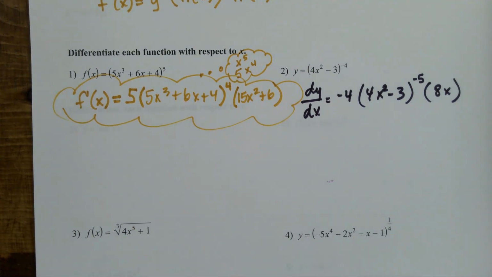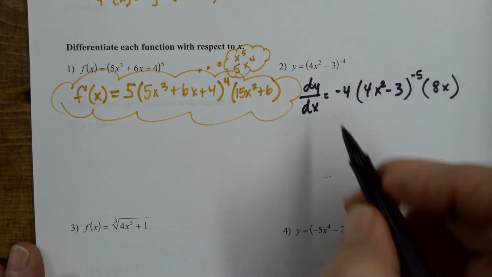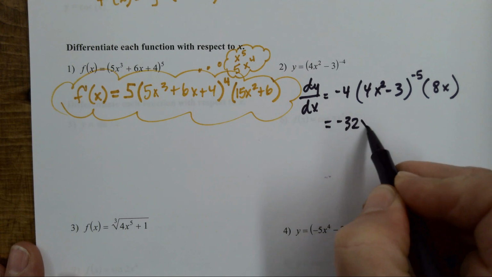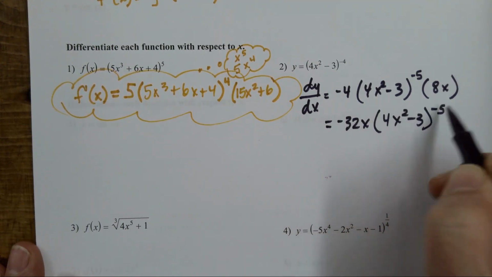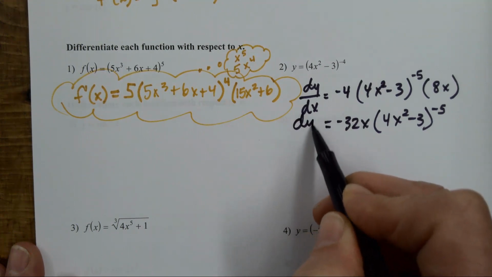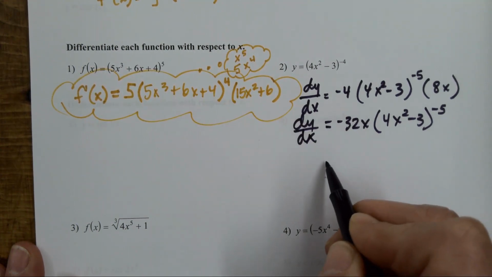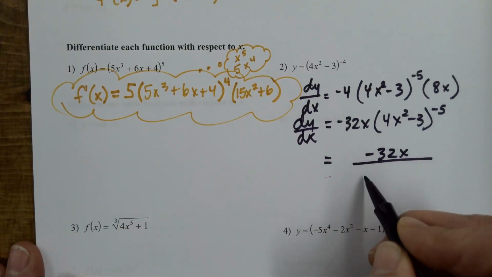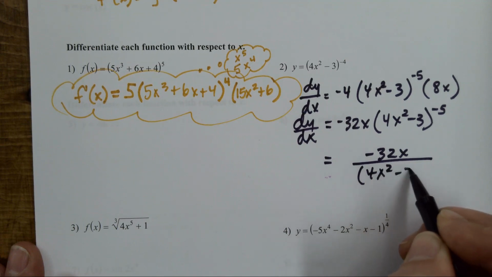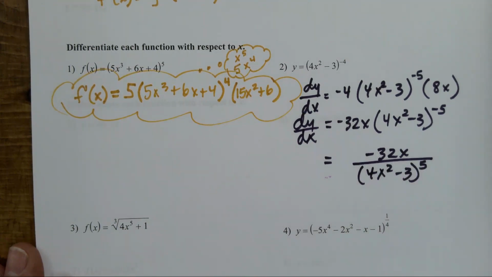This particular problem might be a time where I would do the slightest amount of cleanup, because it's pretty easy for me to multiply 8 times negative 4, and then I can just leave that negative 5th power on the outside. I have also seen people address the negative power by bringing it down to the bottom.